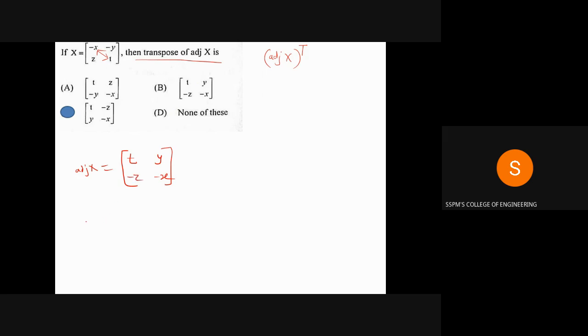So what is the transpose? Transpose means rows are written as columns and columns are written as rows. So the first row will be written as the first column, and the second row will be written as the second column: minus z, minus x. So t, minus z, y, minus x. The answer will be this.